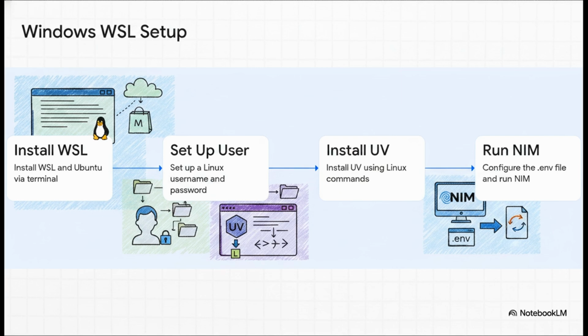Step 2, open Ubuntu and set up your new Linux username and password. From here on out, just treat this Ubuntu terminal as your main workspace. Step 3, install UV using Linux commands. Seriously, do not use the Windows commands for this part.